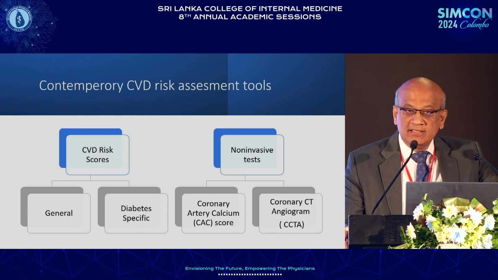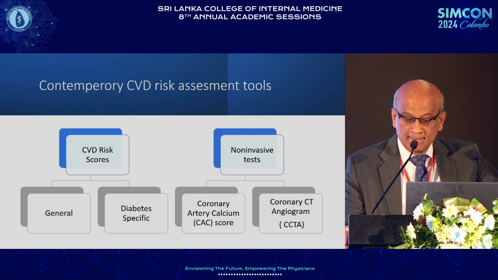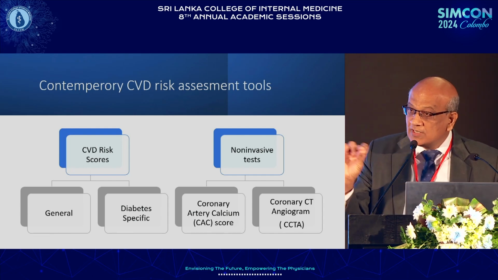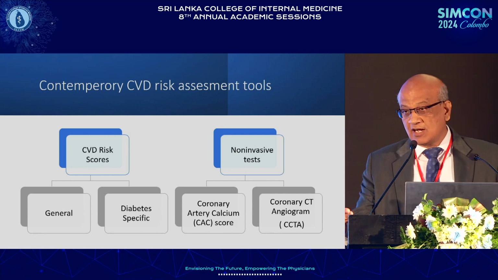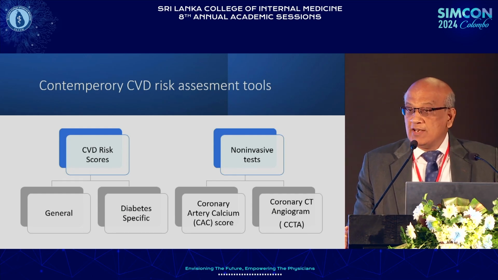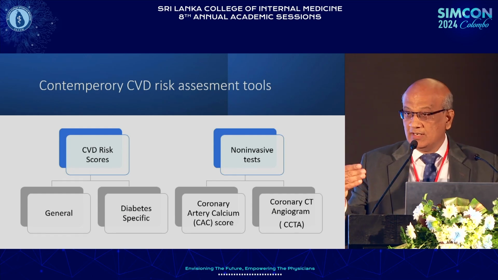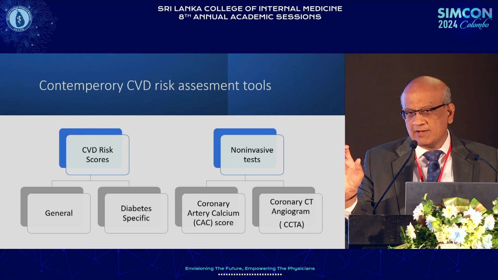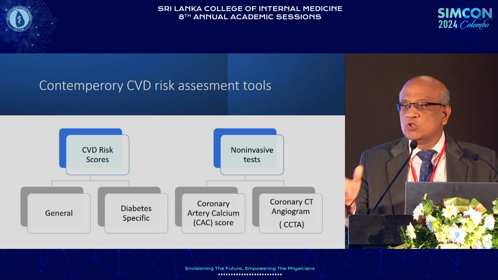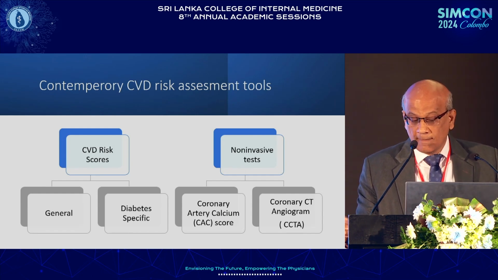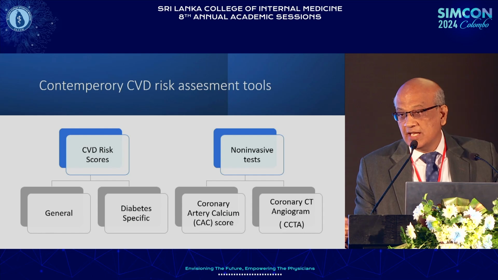So contemporary cardiovascular risk scoring tools, you can divide them into two: CVD risk scores and non-invasive tests. CVD risk scores are general risk scores which can be applied to diabetes because there is a provision for diabetes, and there are newer ones coming that are diabetes specific. And when it comes to non-invasive tests, there are so many. I will just brief in the slide soon. But there are two tests that have come as potentially useful in the clinical setting. Those are the coronary artery calcium score and the coronary CT angiogram, CAC and CCTA.